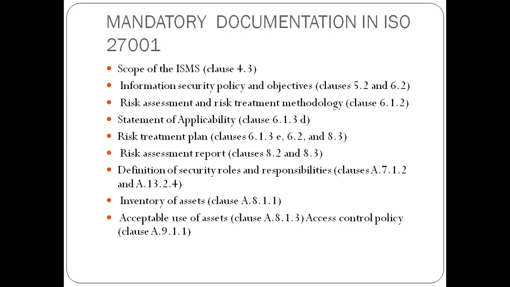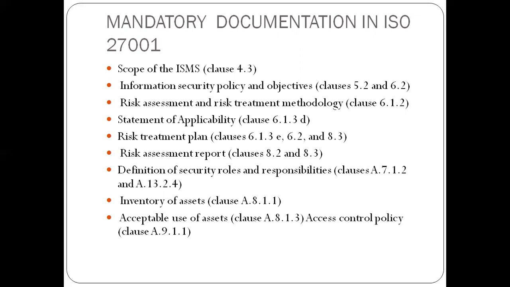Number one, scope of the ISMS. You will find this in clause 4.3. Clause 4 is about the context of the organization. So you need to be able to document the statement of scope mandatorily. Information security policy and objectives: you will find this in clause 5.2, which is on leadership, and also in clause 6.2, clause 6 being on planning. So you have to show evidence that you have an information security policy and the objectives.